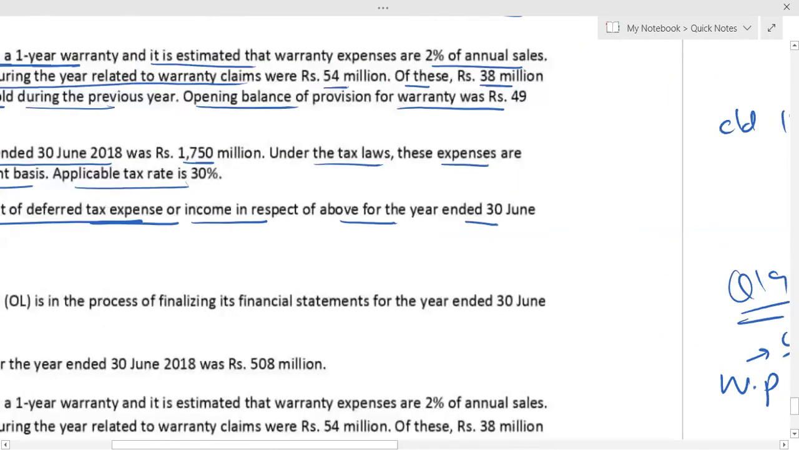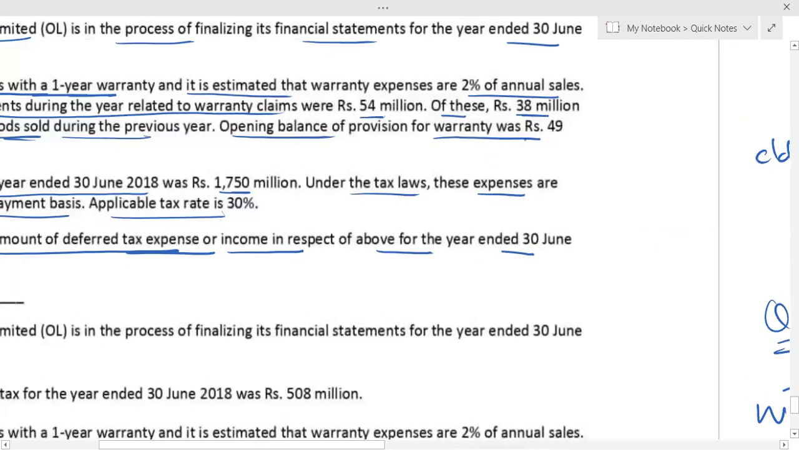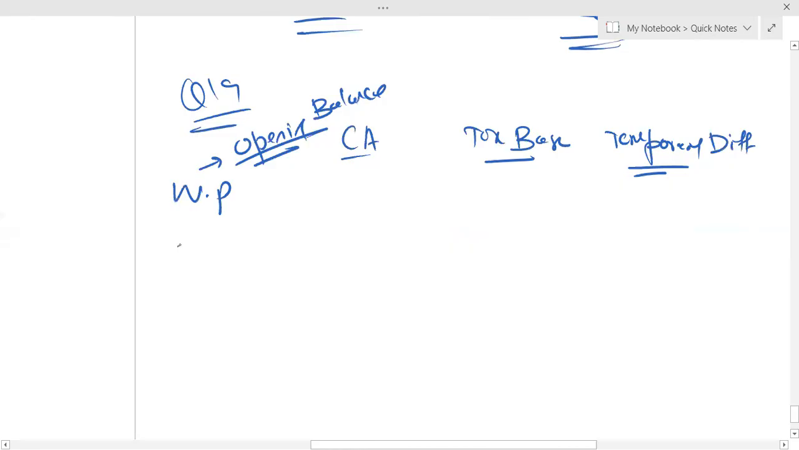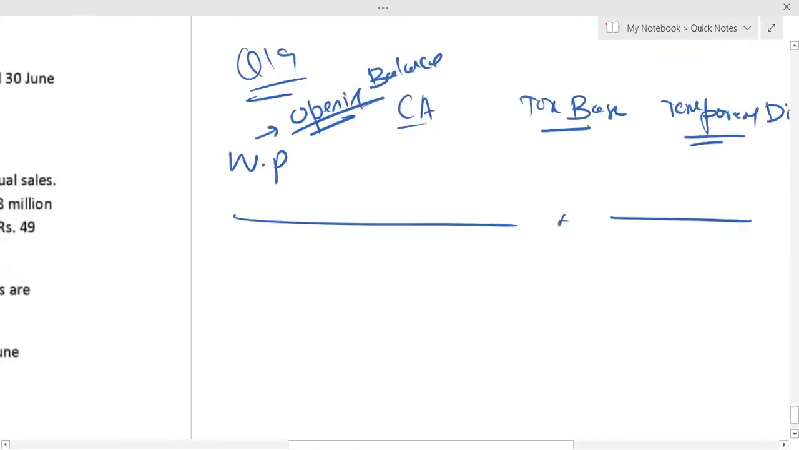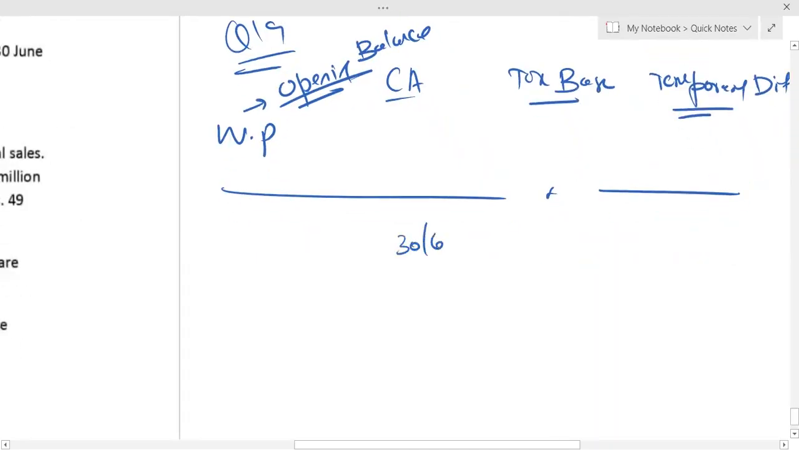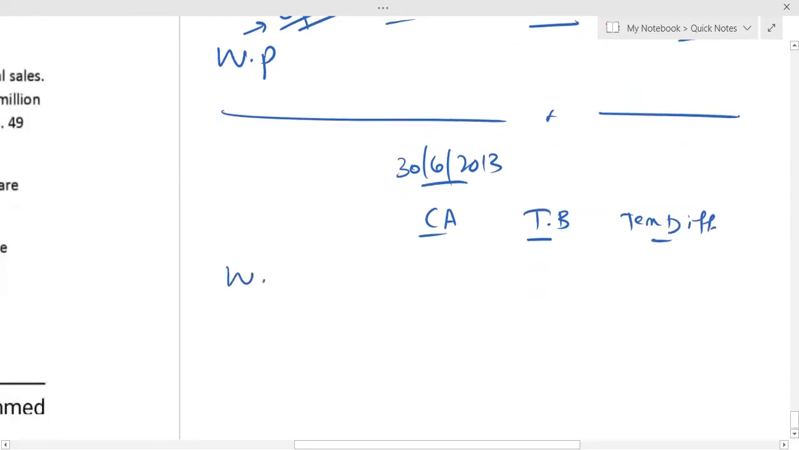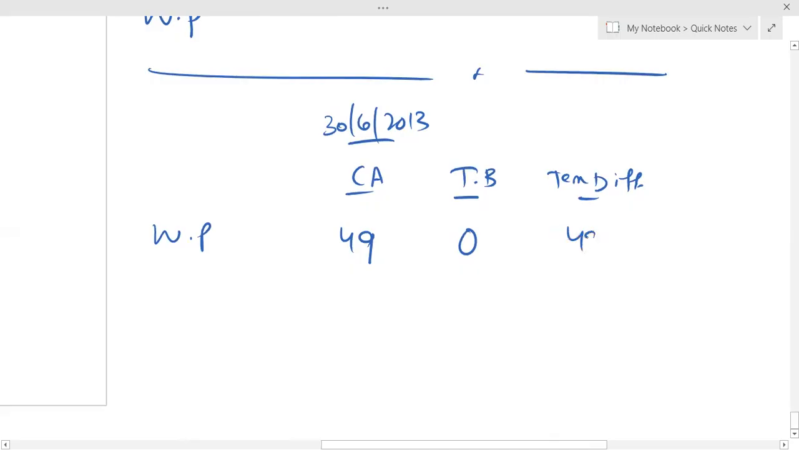Opening balance which the examiner has given us is 49 million. It means 30th June 2018 means 30th June 2013, the previous year. Carrying amount, tax base, temporary difference. Warranty provision for the previous year is 49, tax base is 0. So there's a 49 deductible temporary difference. Whenever a liability has a carrying amount more than the tax base, it results in a deductible temporary difference.